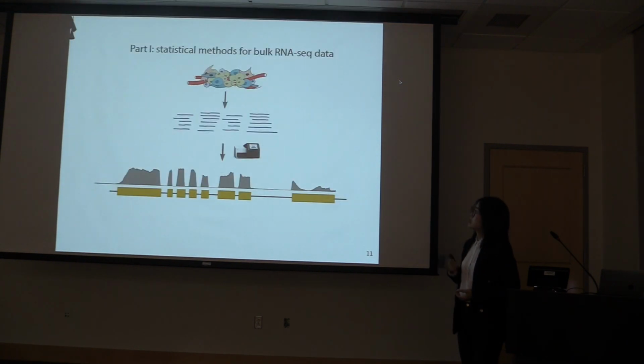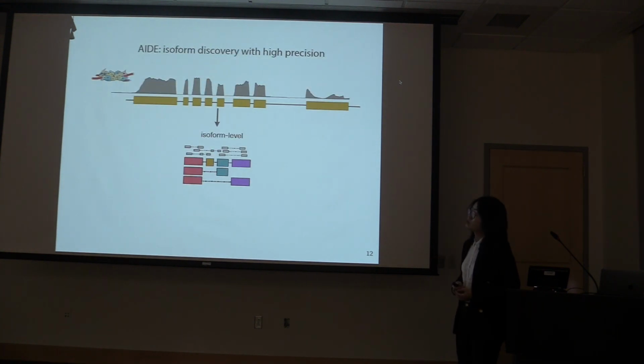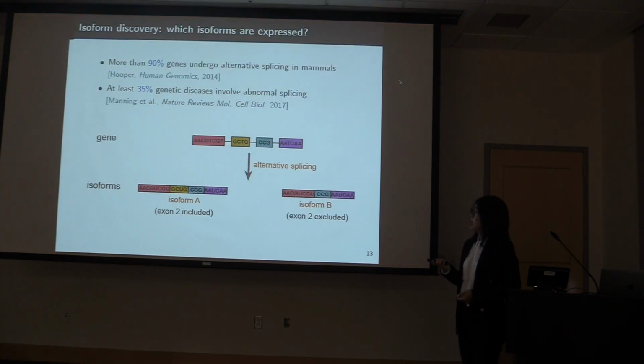In the first part of this talk, I want to introduce 2 statistical methods developed to improve the transcript level analysis based on bulk RNA sequencing data. The first method I want to introduce is called AID, and it is developed to improve isoform discovery with high precision. As I have mentioned, this is a very critical question in many biomedical problems because more than 90% of genes undergo alternative splicing in mammals, and at least 35% of genetic diseases involve abnormal splicing.